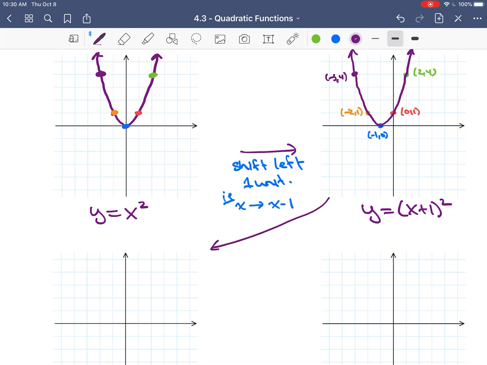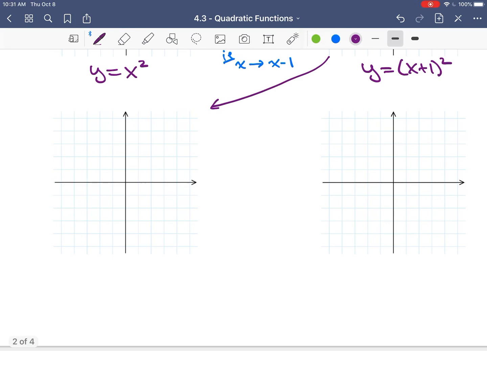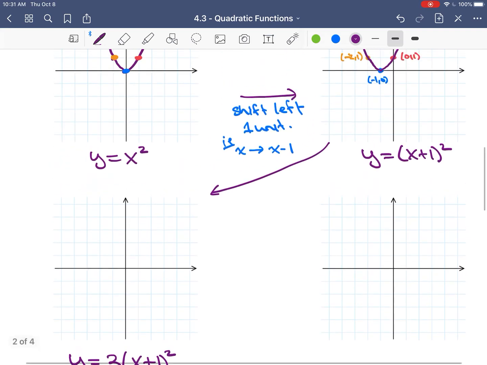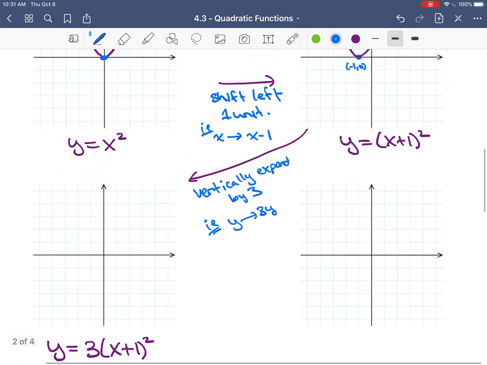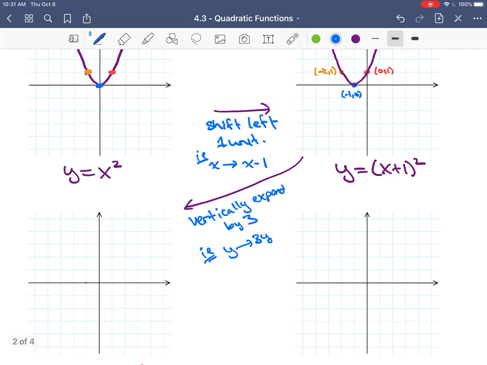Now I'm going to go over here, and we're going to do the multiply by 3. So here I want to graph 3 times the graph we just had. So here we vertically expand by 3. That means y gets replaced with 3 times y. So our blue, the negative 1, 0 stays at negative 1, 0 because when I times the y value by 3, I still get 0. The pink one now, instead of being at 0, 1, is at 0, 3.